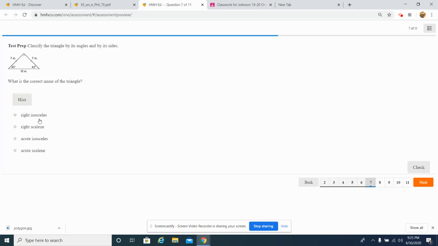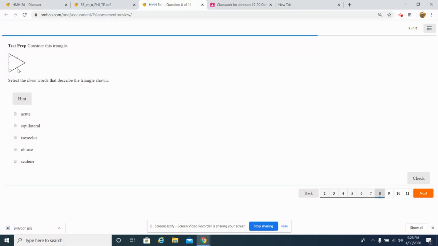Okay, classify the triangles by their angles. So the first thing, oh, look right there. There's a square, so that automatically tells us it's a right triangle. So these two are out. Then we've got 7, 7, 10. Well, we have at least two equal sides, so that gives us a right isosceles. Okay, this one. These little tick marks tell us that these sides are all the same. If I had two tick marks here, these two sides would be the same, but this side would be different. So we know that it's an equilateral because they're all the same.